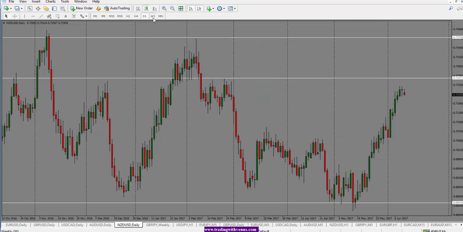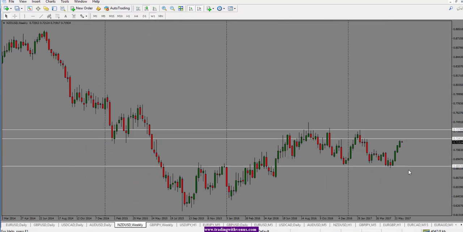New Zealand US dollar, looking at the weekly chart, we have seen price move up for the last few weeks. Now the price is starting to overlap here. We are running into resistance here. As a result of that, we may see price move back lower. So something to keep an eye on here.